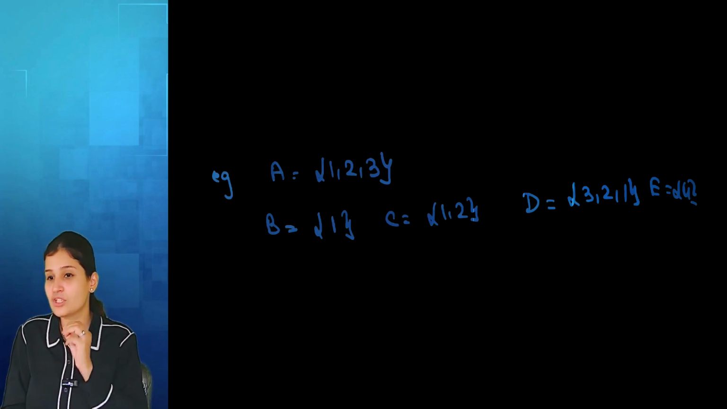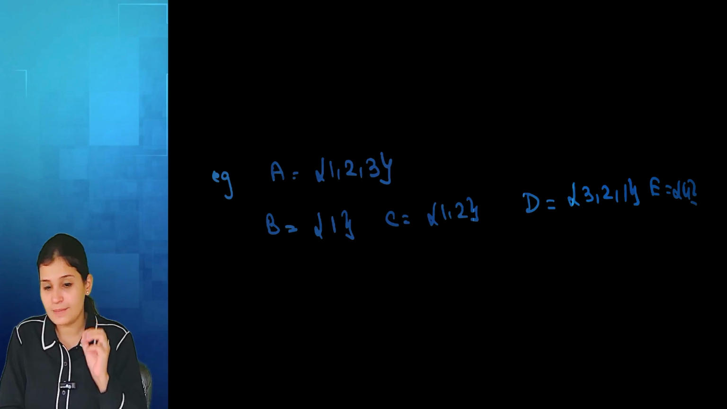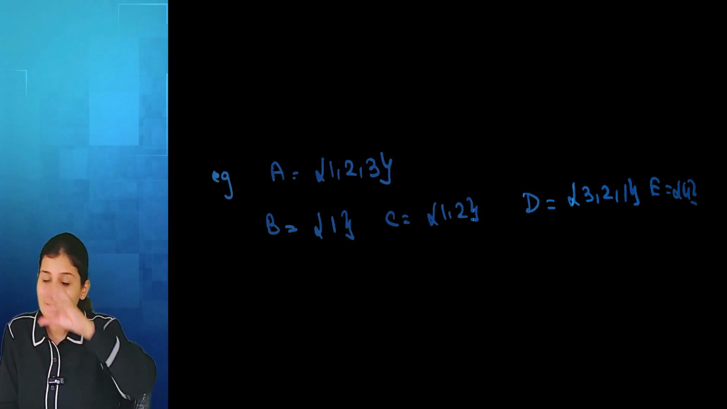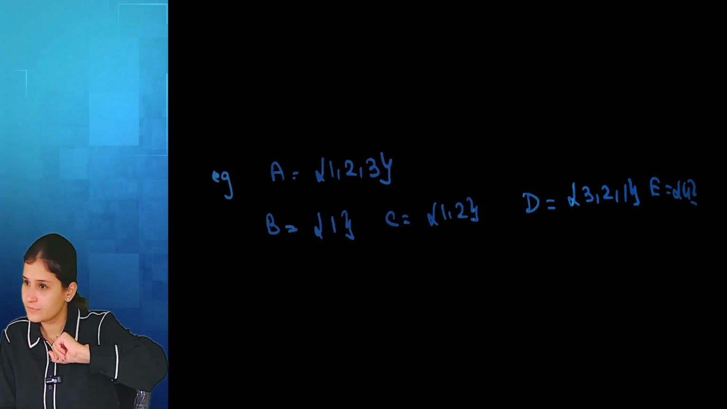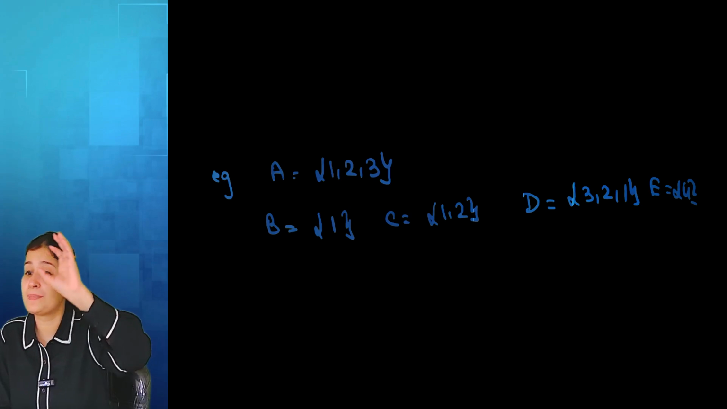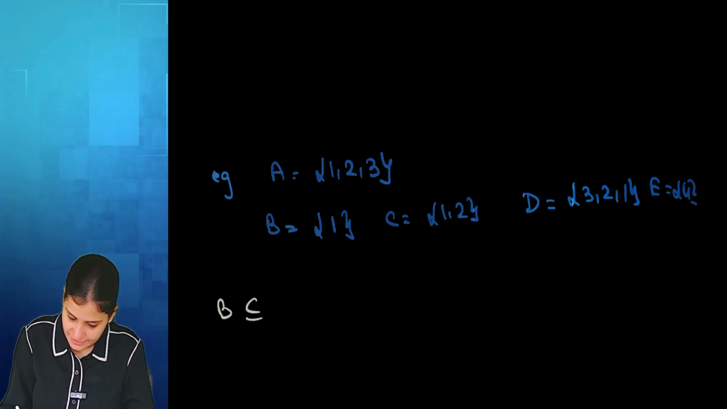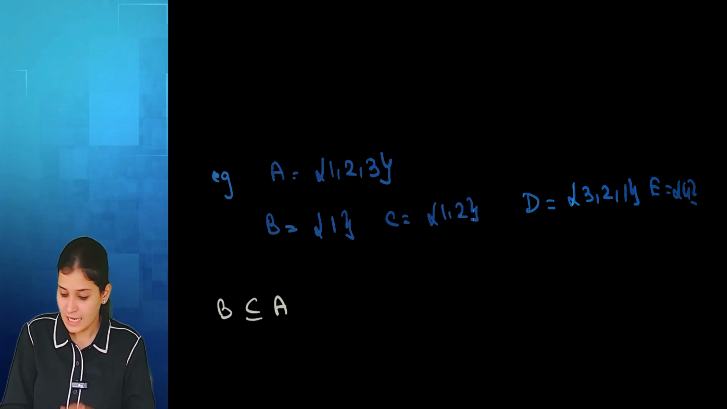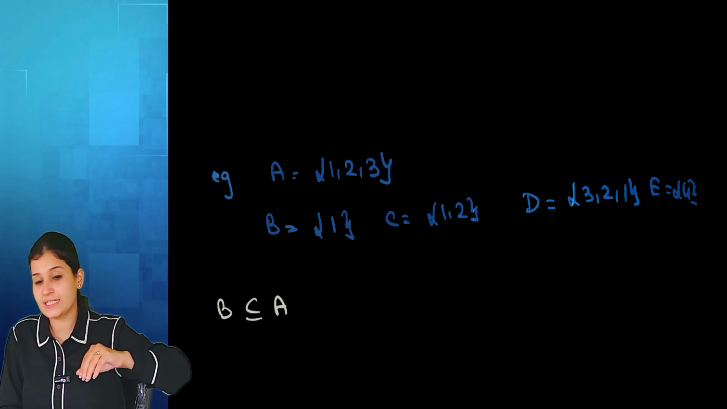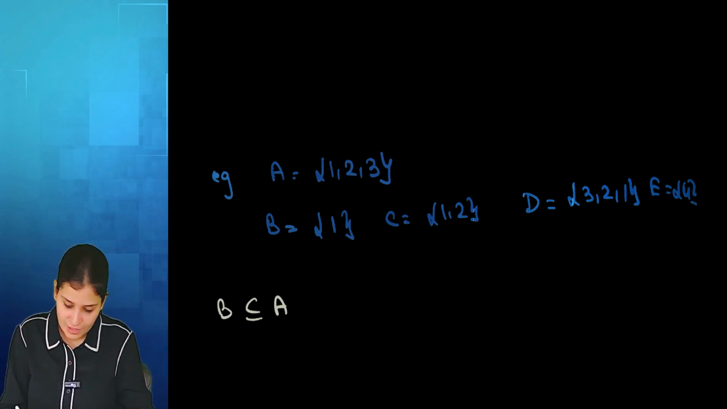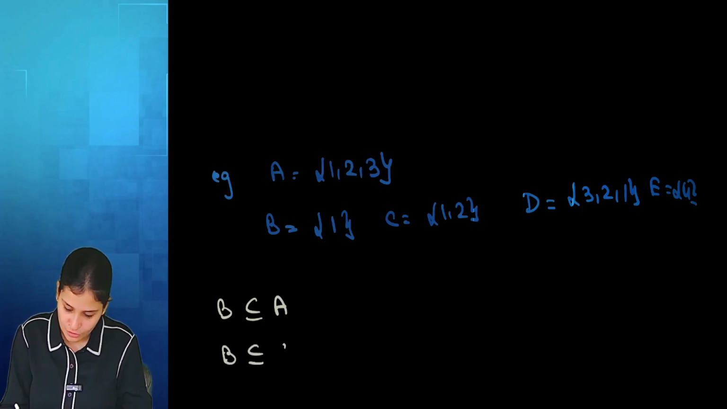All the elements of the set B are present within the set A, right? So, B is a part of A. Agree? B is a subset of A. Again, all the elements of set B are also present in C. So, B will also be a subset of C.